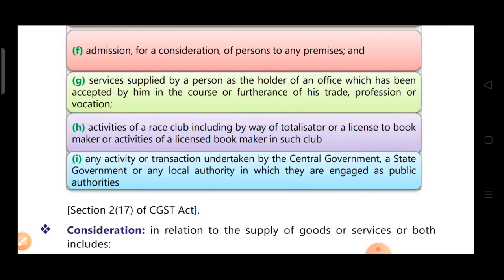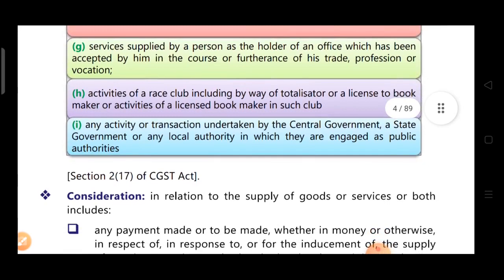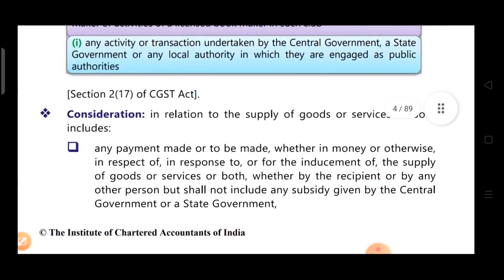Then activities of the race club, including by way of totalizator, that is included. Then any activities done by the government, that is included. Activities done by the government in which they are engaged as public authorities, that is included in the definition of business. Now the next definition is consideration.